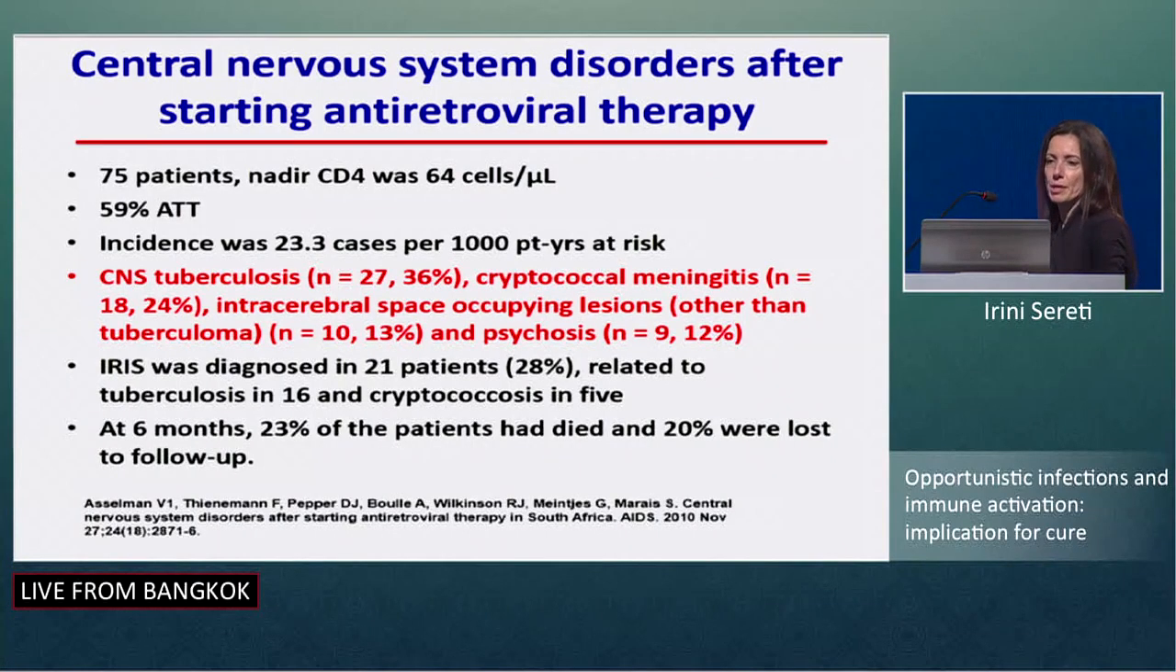Now, the issue with CNS disorders after starting antiretroviral therapy: this is a study from South Africa that basically showed that CNS tuberculosis was usually the most common etiology, but of course it could be cryptococcal meningitis, intracerebral space occupying lesions other than tuberculoma, and psychosis. And IRIS was diagnosed in about 28% of these patients, related to TB and some to cryptococcosis.